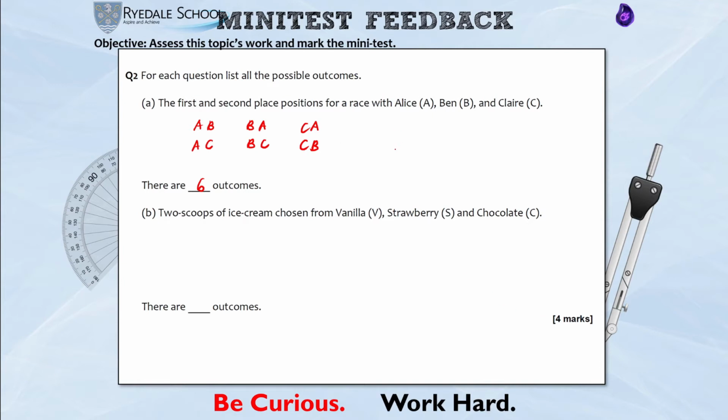There's 4 marks for this question. There's 1 mark for showing me some sort of list, even if you do not get all the exact combinations. And the second mark is for 6.